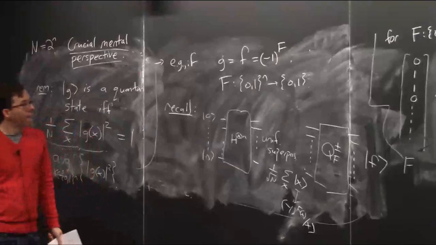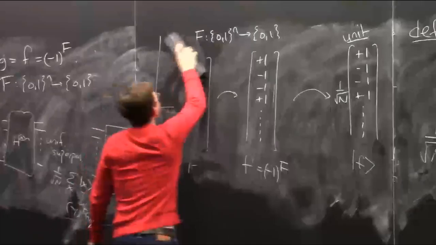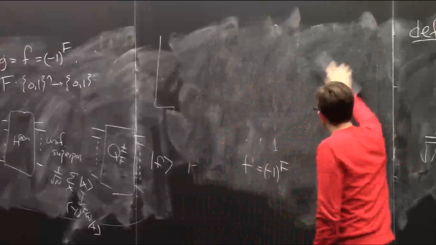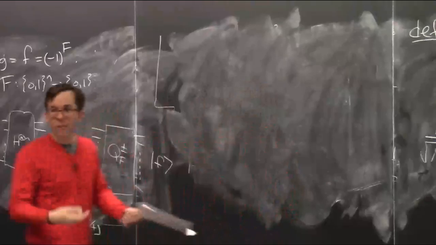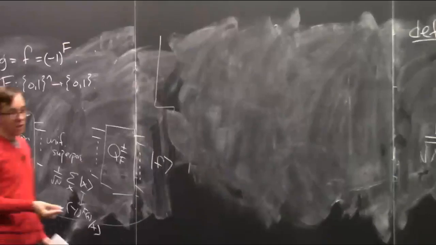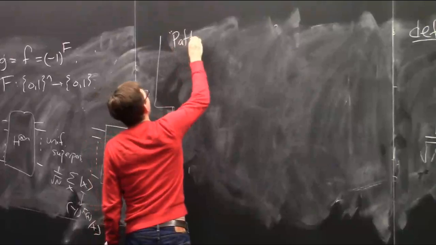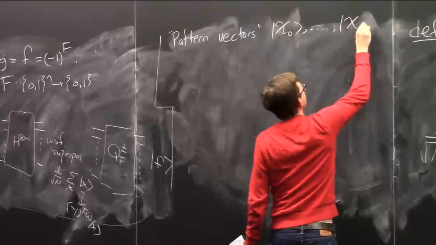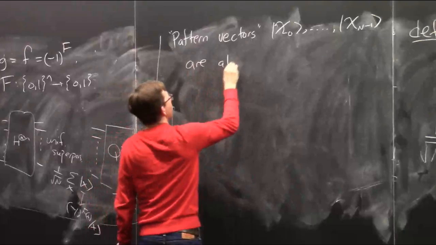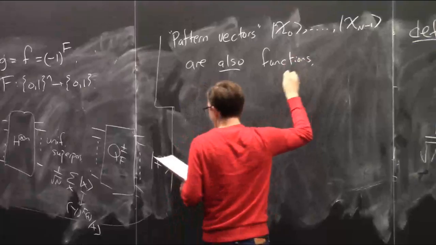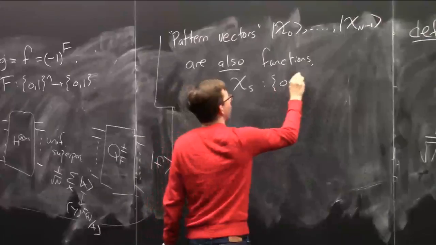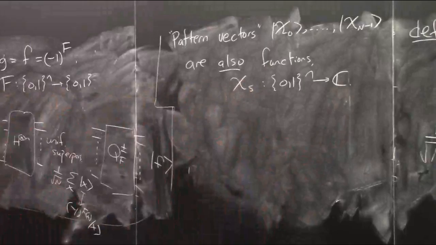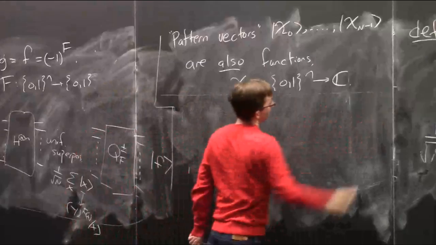Okay, so now, since we now have this crucial mental perspective where vectors are also functions, if you go back to what we were talking about at the beginning, where we had these pattern vectors, chi 0 through chi n minus 1 that we cared about, these can also be thought of as functions. These pattern vectors, which were any orthonormal vectors, you can also think of them as functions, you know, chi s mapping {0,1}^n into the complexes. So you can also think of them as any orthonormal collection of functions.